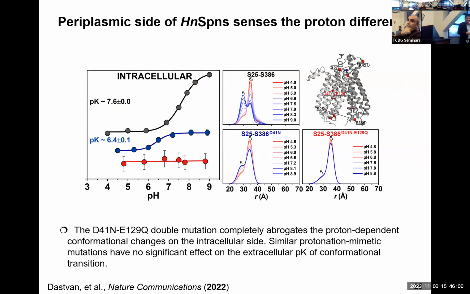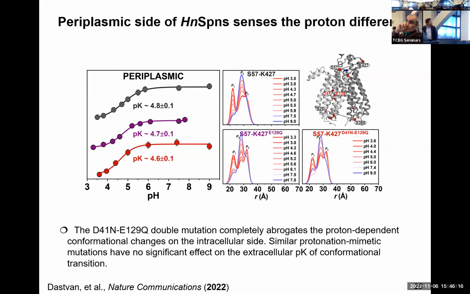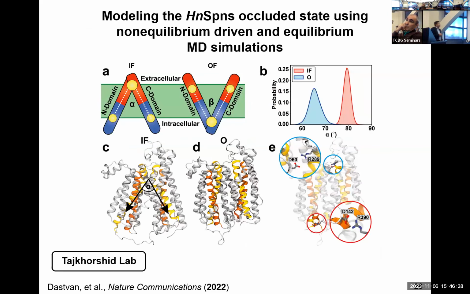In order to nail down that these two acidic residues are responsible for that, we made the mutations, removing two or one of them, and we see that the conformational changes are completely abolished on the intracellular side of the protein. On the periplasmic side, the same double mutations cannot generate the conformational changes, which proves that we have this conformation.